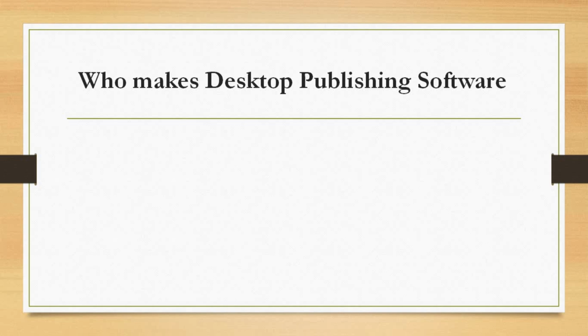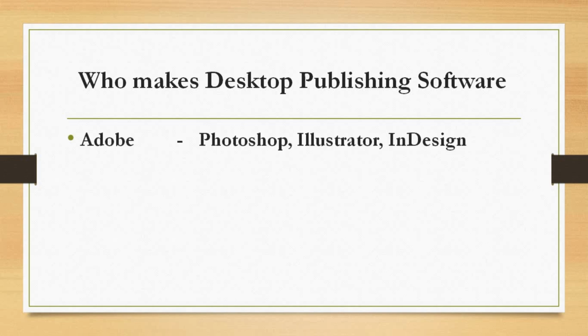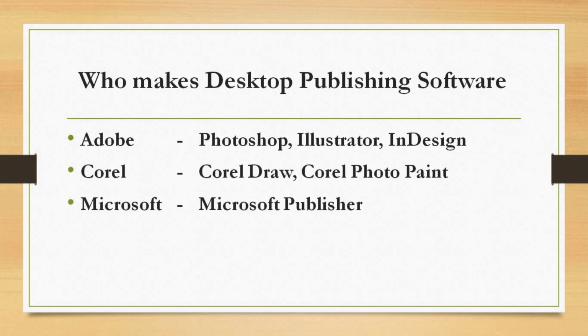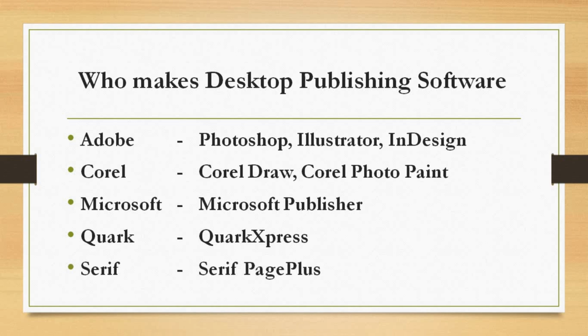So let's see who makes this DTP software. The companies that develop DTP software are Adobe, Corel, Microsoft, Quark, and Serif. Adobe developed the software Photoshop, Illustrator, and InDesign. Corel has developed CorelDRAW and Corel Photo-Paint. All these are desktop publishing software, and Microsoft has created Microsoft Publisher. Quark developed QuarkXPress, and Serif developed Serif PagePlus.